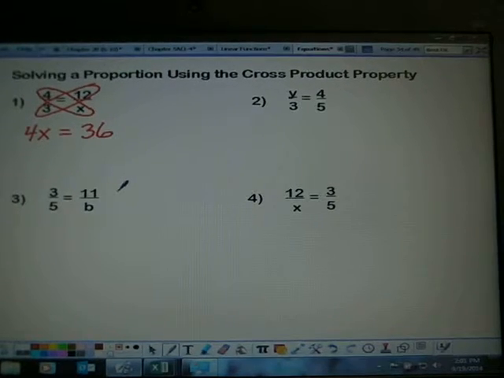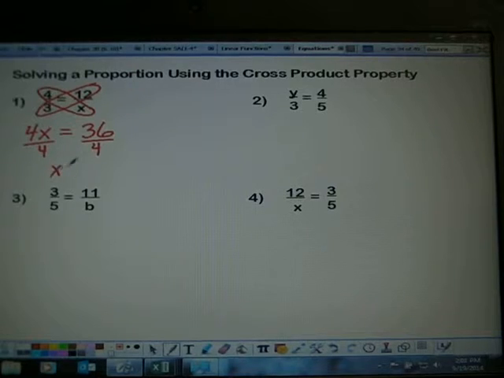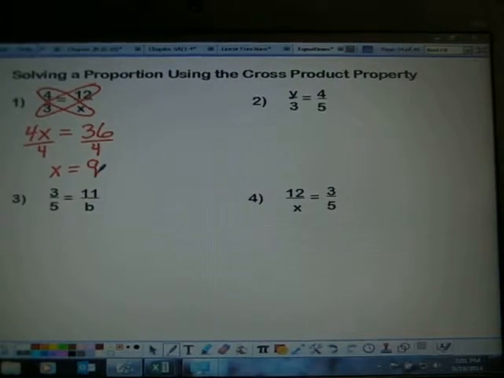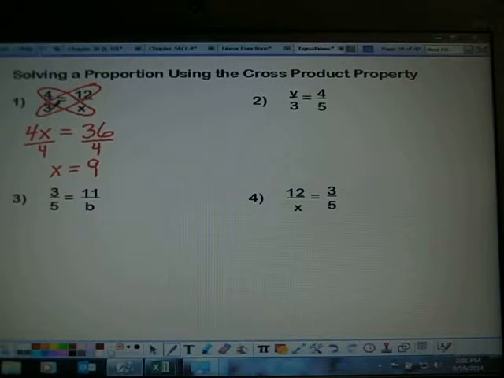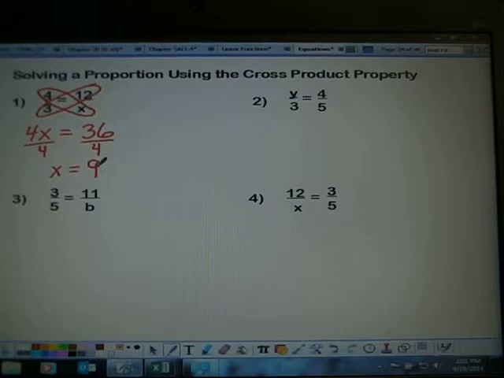What you do from there is solve for x. So it says 4 times x. Opposite of times is to divide. Divide both sides by 4. And you get x equals 9. You can check that answer by dividing 4 divided by 3 and seeing what that decimal is, taking 12 divided by 9, seeing what that decimal is, and making sure they're the same. So that's a way that you can check these answers.